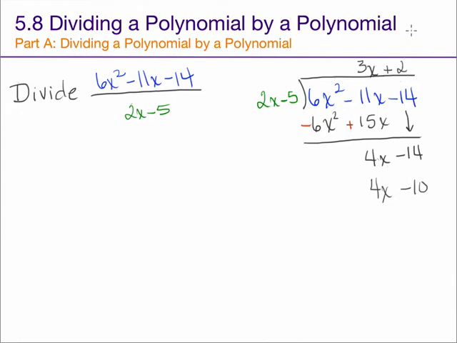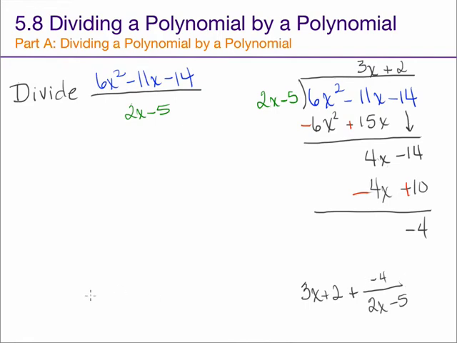Once I know positive 2 is the number I'm going to use, I need to use it on both pieces here. 2 times 2x is 4x, 2 times negative 5 is negative 10. Then I can change the signs and add. These always add up to 0. Have you noticed? Negative 14 plus 10 is negative 4. There's nothing else to bring down, so my final answer is 3x plus 2, and the remainder, negative 4, over the divisor, 2x minus 5.